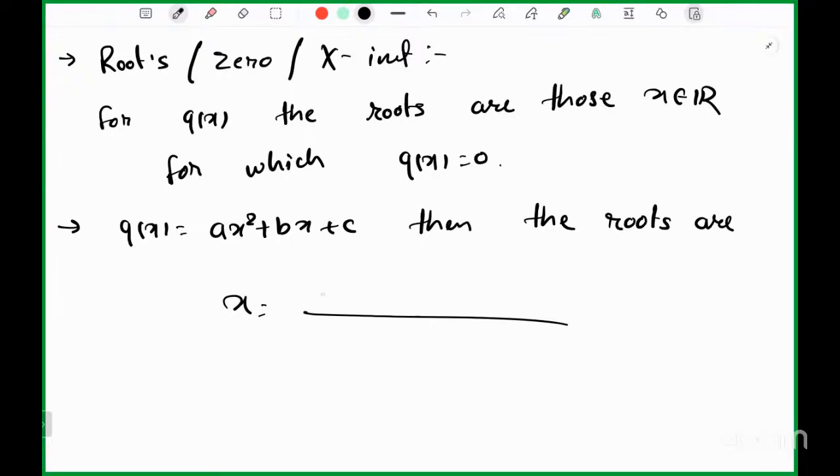Okay, so it's minus b plus or minus root of b square, no, 2a. Yeah, sorry, minus 4ac, by 2a. Is that correct?